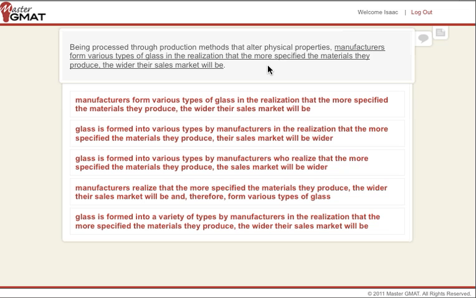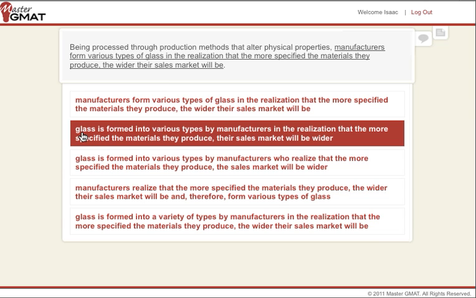Well, do we see any other types of grammar mistakes within the actual original sentence? From various types of glass, in the realization that the more specified the materials they produce, the wider their sales market will be. No, we don't see anything really here. So what do we do? We go to the answer choices and start comparing those. So let's go to B. So we see that glass is perfectly fine. That is what's being modified. That is what's being processed through production.